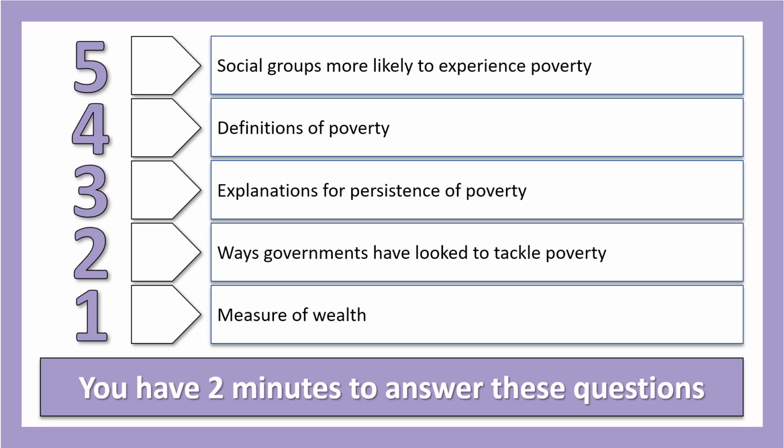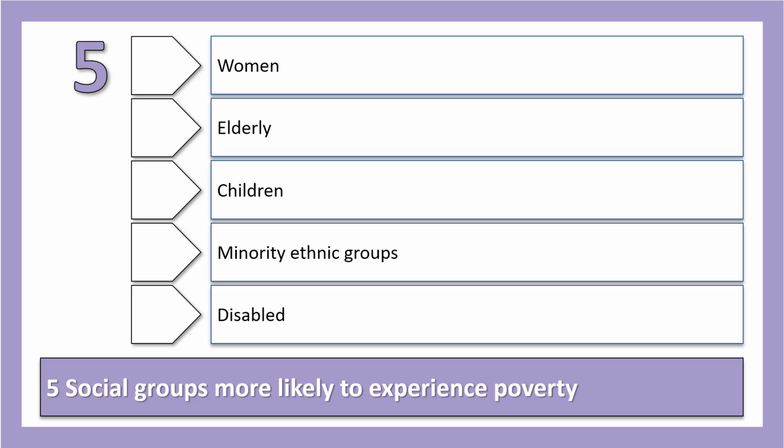Okay, so time's up. Let's have a look at some of the answers. So 5 of the social groups that are more likely to experience poverty include women, the elderly, children, minority ethnic groups, and those with disabilities. You can also include in there social class.